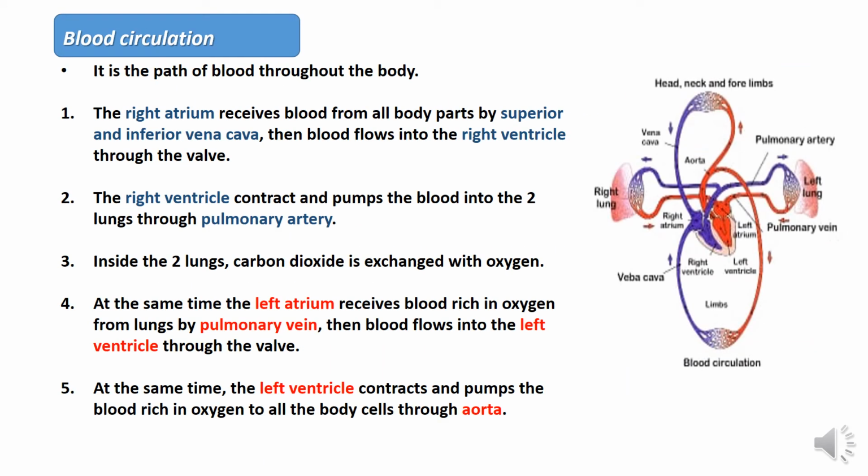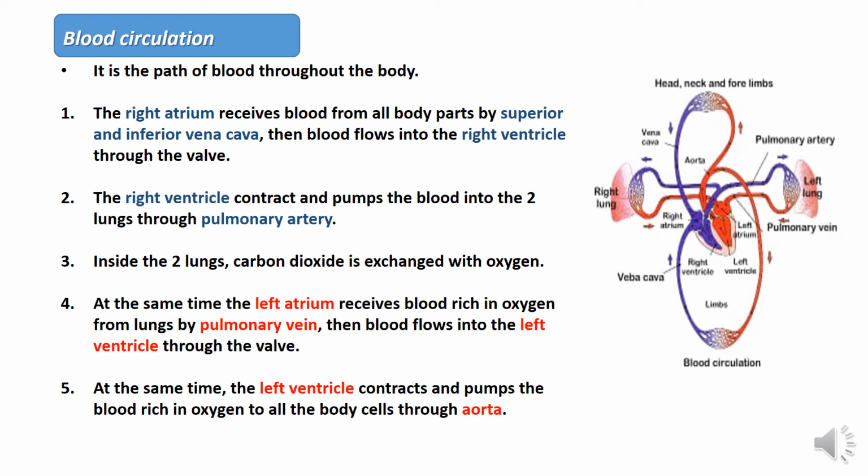Blood circulation. It is the path of blood throughout the body. Number 1, the right atrium receives blood from all body parts by the superior and inferior vena cava. Then blood flows into the right ventricle through the valve. Number 2, the right ventricle contracts and pumps the blood into the two lungs through the pulmonary artery.